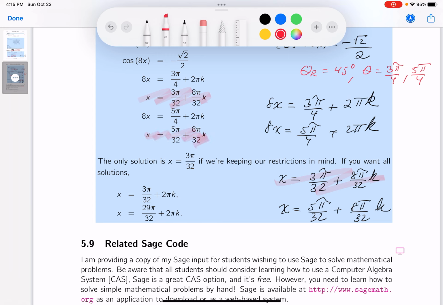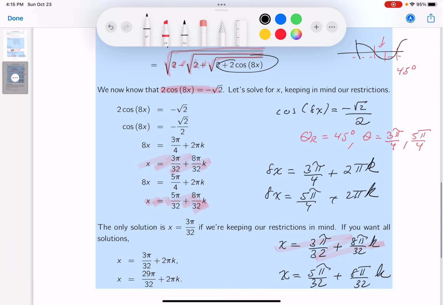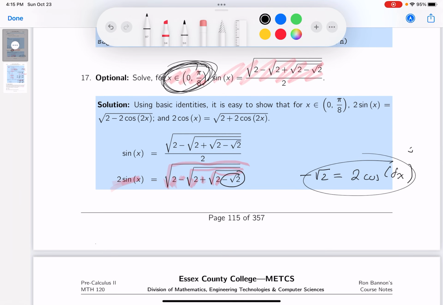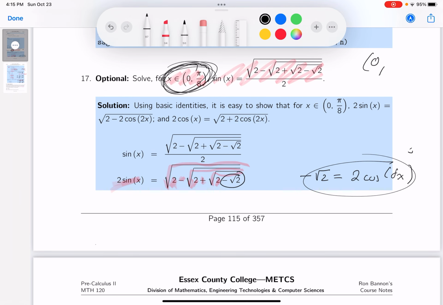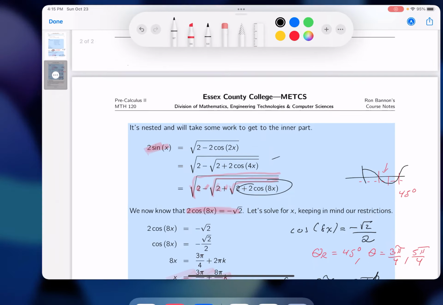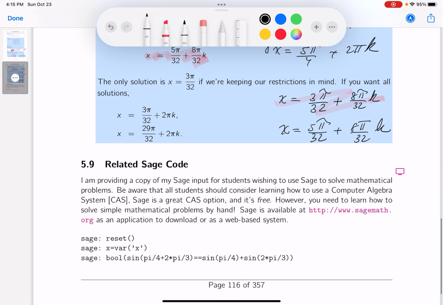There's trouble, though, all right? And the trouble is I'm not considering the restriction at this point. So the restriction, I want to go back to it, said that the angle has got to be on that interval. And that interval is going from 0 to pi over 8. Well, in terms of 32nds, that's 4 pi over 32. So there's only one answer that meets that criteria. And the answer that meets that criteria is going to be from here, and that's going to be 3 pi over 32, and that equals the number we're looking for.